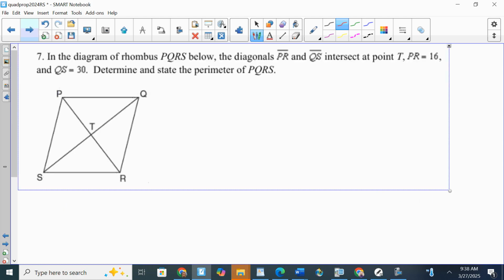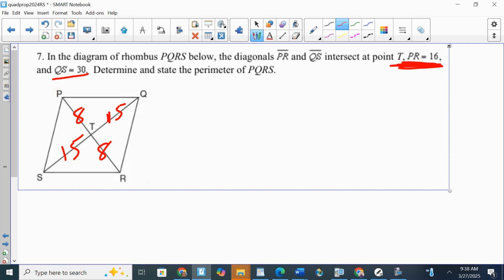Moving along. This, I think, is the most straightforward, simplest question in this unit, as long as you're prepared for it. It does incorporate a couple of properties, but if you're prepared for it, you really don't need to know much. For the perimeter of a rhombus, if PR is 16, well, since the diagonals bisect each other, that gets cut in half to 8 and 8, and QS gets cut in half to 15 and 15.